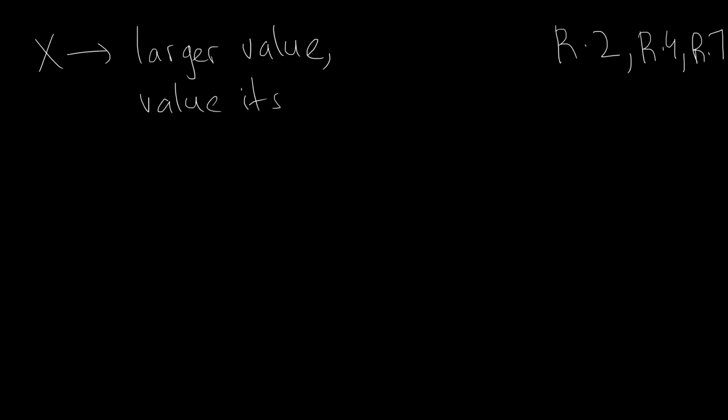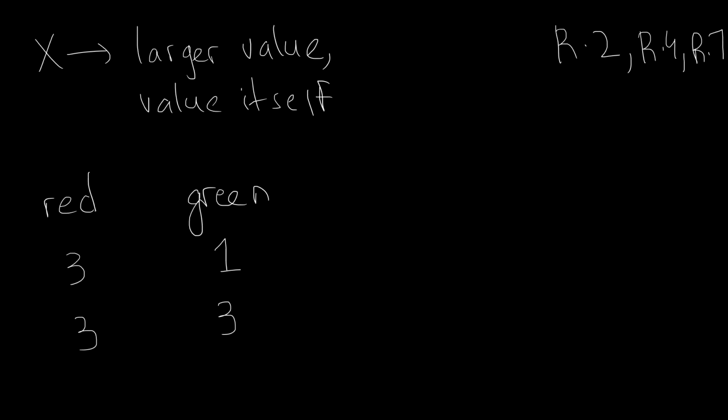So let's say we have two dice, one is red and the other one is green. And let's say if we throw these two dice together, on the red die we get 3 and on the green die we get 1, then x is going to be equal to 3. And let's say if we throw the dice again, and on the second throw, we get 3 on the red die once again, and we get 3 on the green die as well. Then in this case, x is going to equal 3. So x is going to be 3 here as well as 3 here. So that's pretty straightforward. Let's move on.